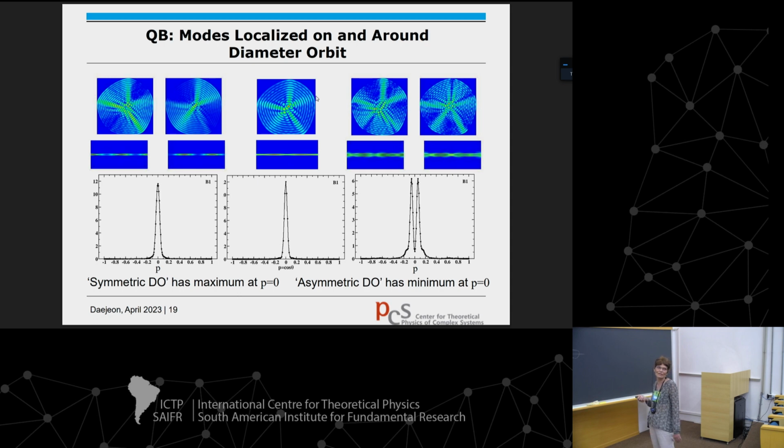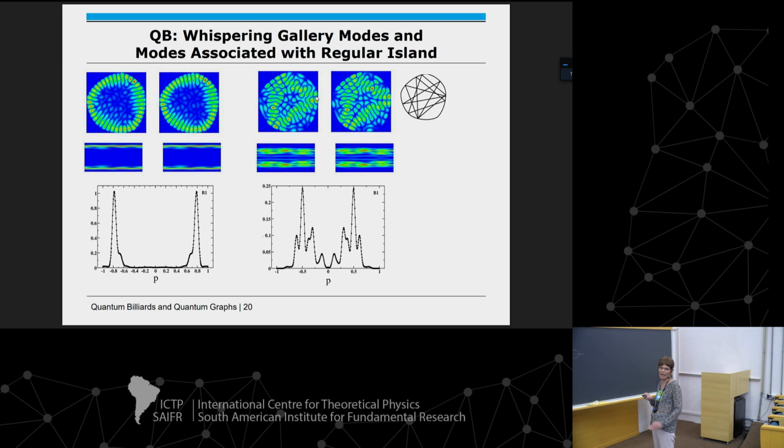This is a dynamical tunneling. So you cannot separate into positive and negative parts of the Husimi functions. You always excite p larger than 0 and p less than 0. Like in the whispering gallery modes, you have a peak around minus 0.7 and plus 0.7 in this example.